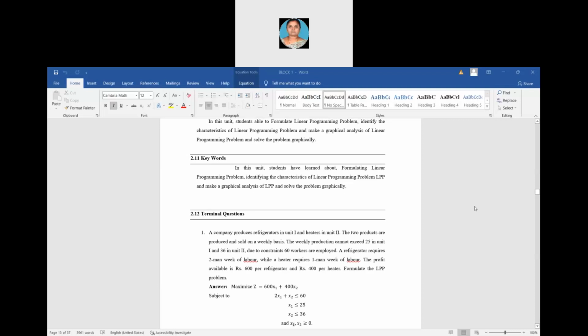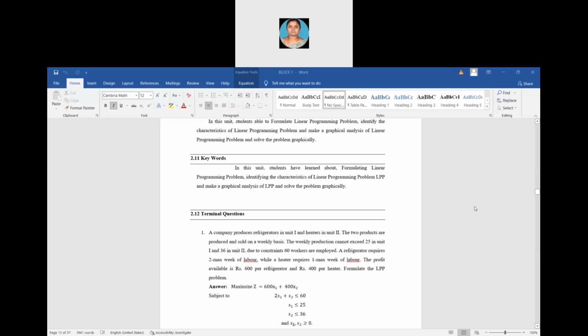And specifically, they have given that the weekly production cannot exceed 25 in unit 1. So for x1, unit 1 means refrigerator, it should not be more than 25. So x1 must be less than or equal to 25. And for heater, it should not be more than 36. So x2 must be less than or equal to 36. These three things are the constraints needed for maximizing your objective function.